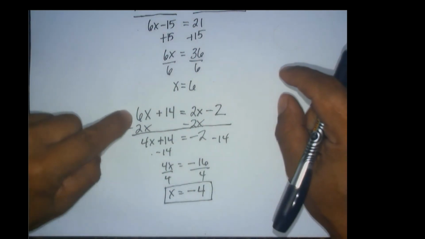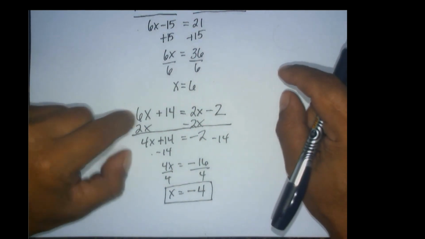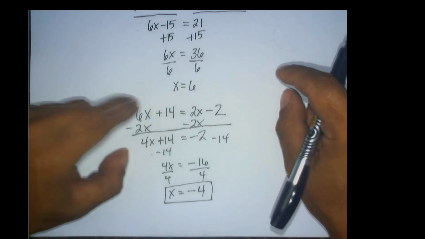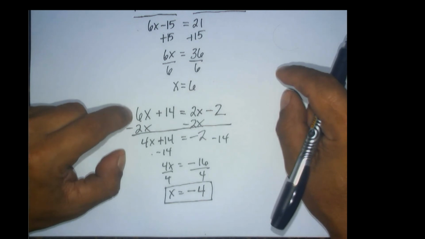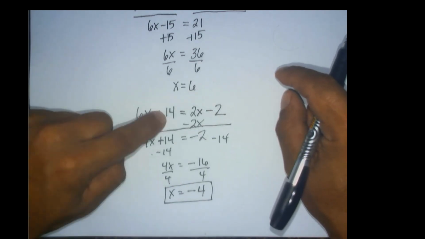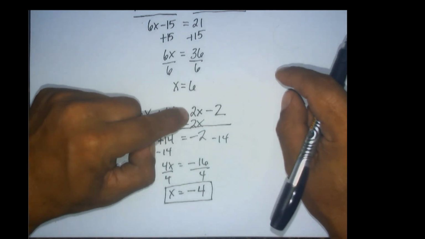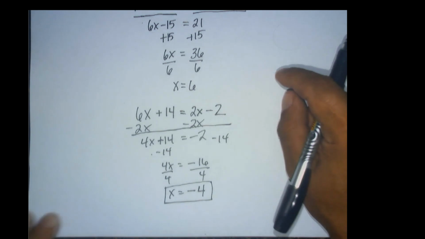All right. Let's check it. Negative 4 times 6 is negative 24. Negative 24 and 14 is negative 10. 6 times 4 is 24, but it's negative, so it's negative 24 and 14 is negative 10. And negative 2 times 2 times negative 4 is negative 8, minus 2 is negative 10. So check it.